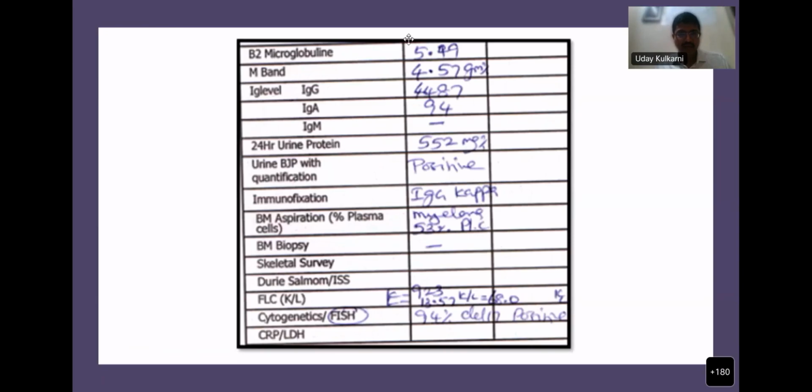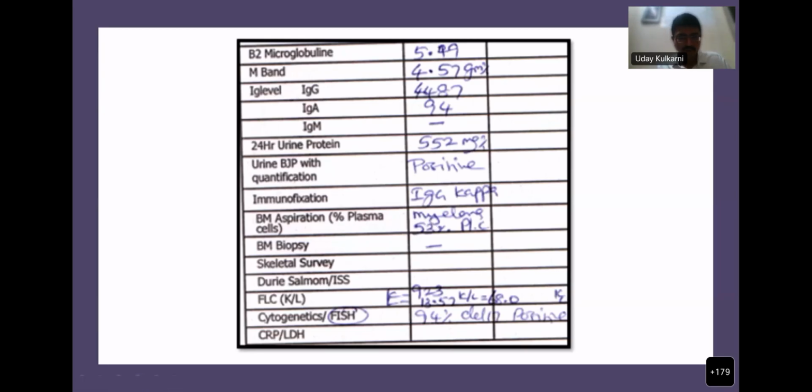Next one, so just summarizing the results. This patient had an M band of 4.5 grams. IgG was, this is done by routine nephelometry, 4,400. 24-hour urine protein was 552 milligram percent. Urine Bence Jones protein was positive. Immunofixation showed IgG kappa, and the aspiration showed 53% plasma cells. We did a FISH after plasma cell sorting, and 94% of cells had deletion 17p.